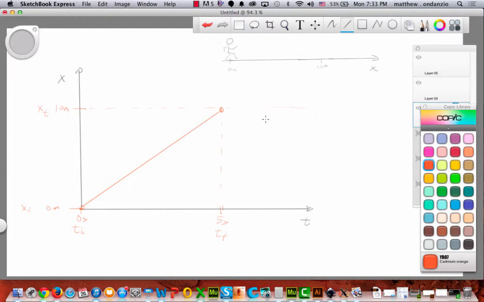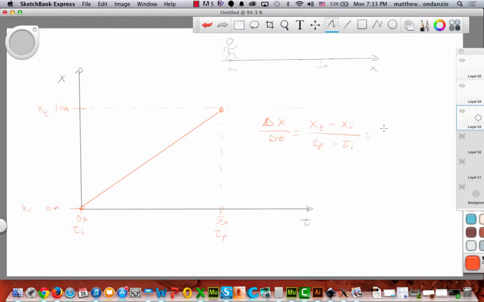And what is that speed? The speed is, again, our delta x over our delta t. And again, that's our x final minus our x initial over our time final minus our time initial. Which is equal to our x final. What's our x final? 10 meters, minus our initial distance, which is 0 meters, over our final time, which is 5 seconds, minus 0 seconds.